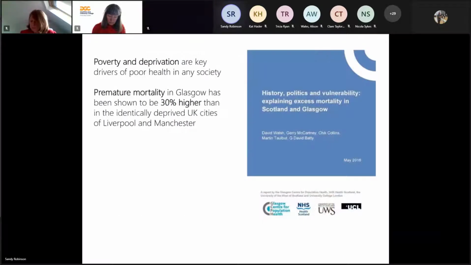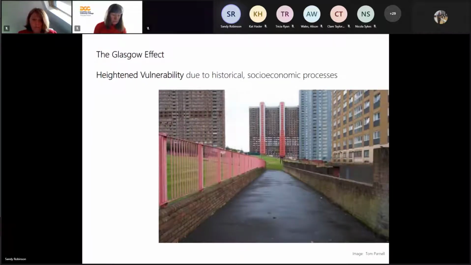in people's lives. And this was a document which really took that forward, which was led by Glasgow Centre for Population Health, which showed that poverty and deprivation are key drivers of premature mortality, up to 30% higher in Glasgow than in Liverpool and Manchester, which were comparative cities as part of this study. And the Glasgow effect, as it was called, was due to the heightened vulnerability of historical social-economic processes.